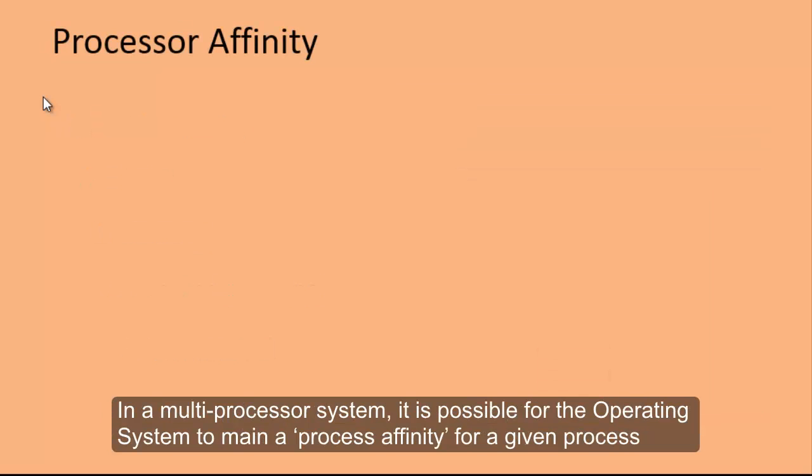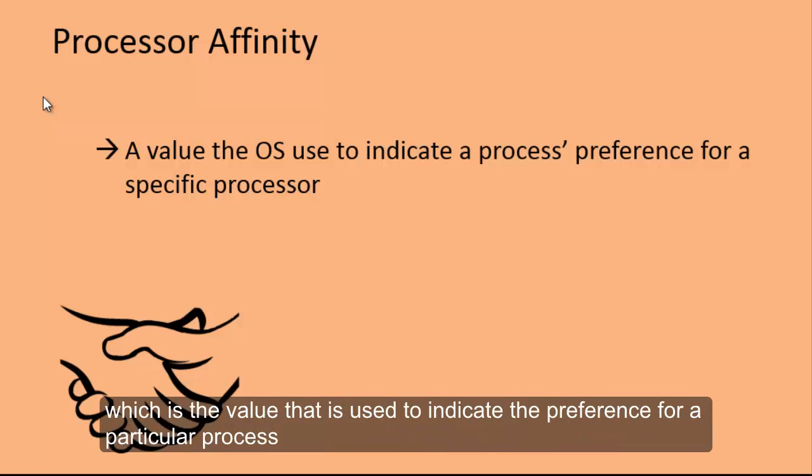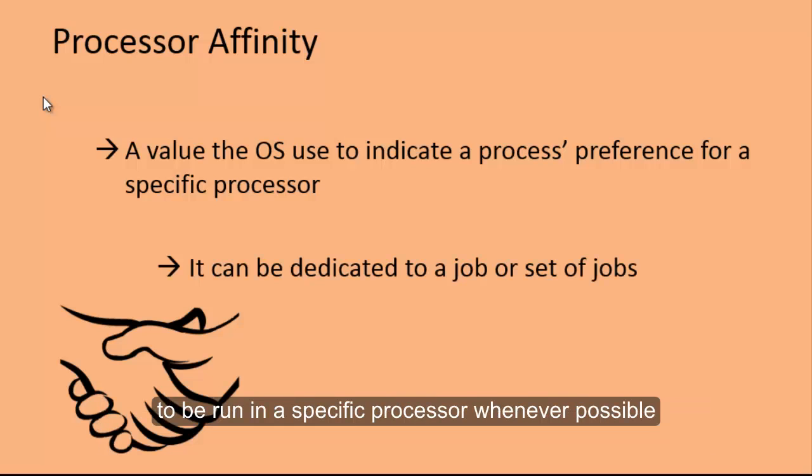In a multiprocessor system, it is possible for the operating system to maintain a process affinity for a given process, which is the value that is used to indicate the preference for a particular process to be run in a specific processor whenever possible. A processor will be dedicated to a job or a set of jobs.